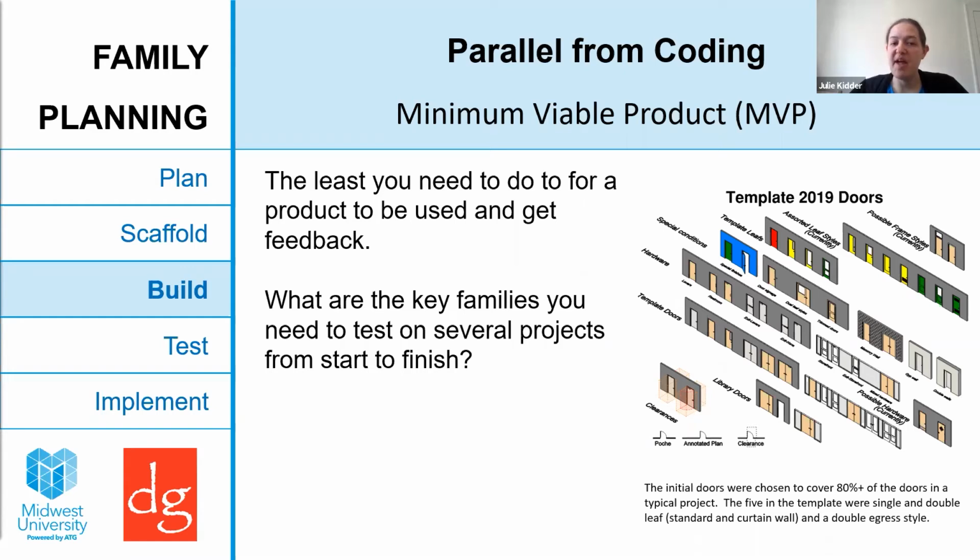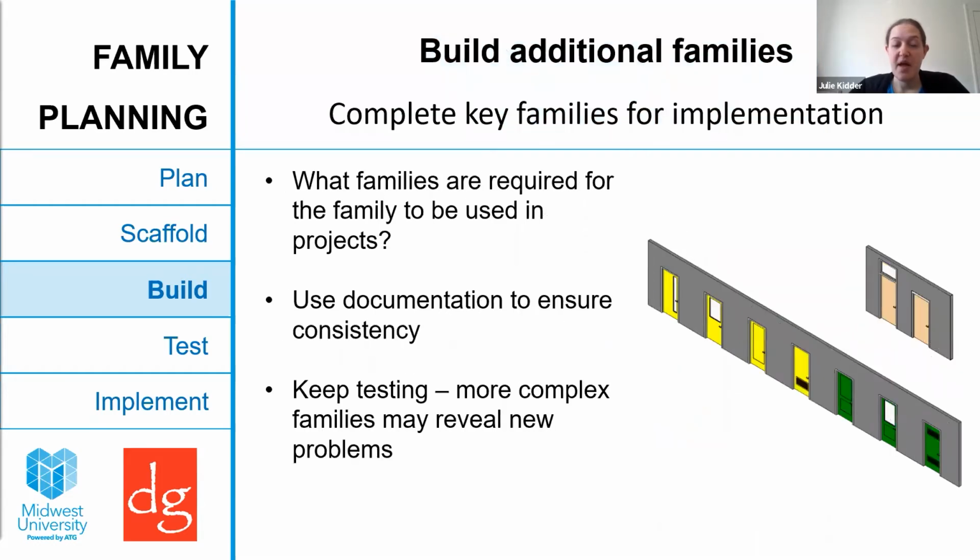And so in my case, that was what I'd planned to have for our 2019 template rollout for the doors. That was those 7 families, a few selections of different door leaf and frame types, and a few different hardware types. And that I felt would get us most of the way and could really get people to start using them, finding any errors in the family, and making sure that it worked and would do what we needed it to do. And then keep building families.